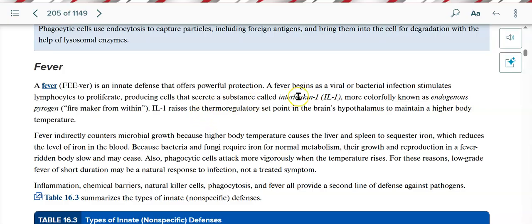Fever, another innate defense. Fever begins as a viral or bacterial infection will stimulate lymphocytes to proliferate, producing a substance called interleukin-1, which is more colorfully known as endogenous pyrogen. In other words, the fire maker from within. So it raises the thermoregulatory set point in the brain, in the hypothalamus specifically, and maintains higher body temperature.